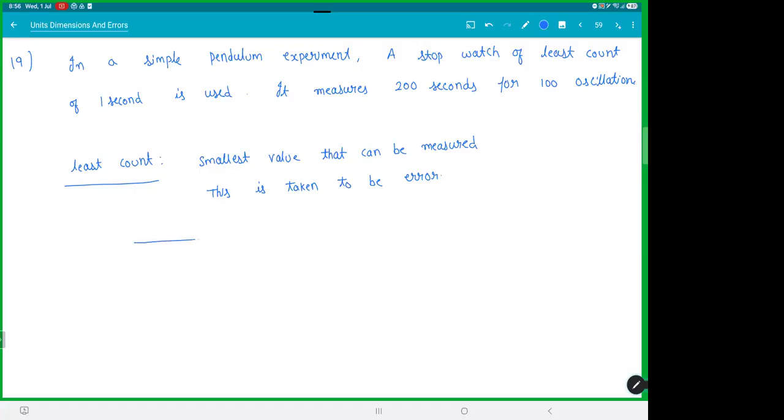Now I hope you know how the experiment looks like. So we got a pendulum here, length L, and this thing is just oscillating. The length of the pendulum L is given as 1 meter plus or minus 0.01 meter.